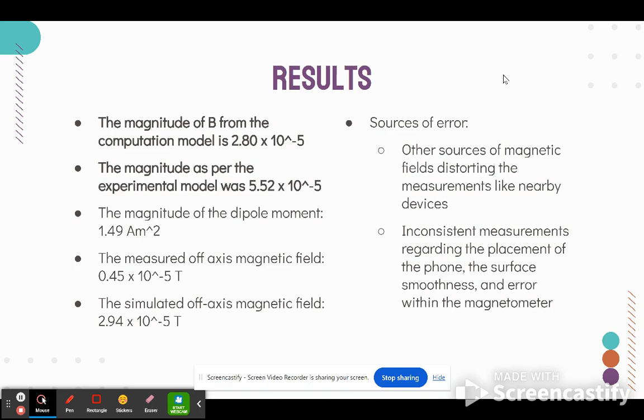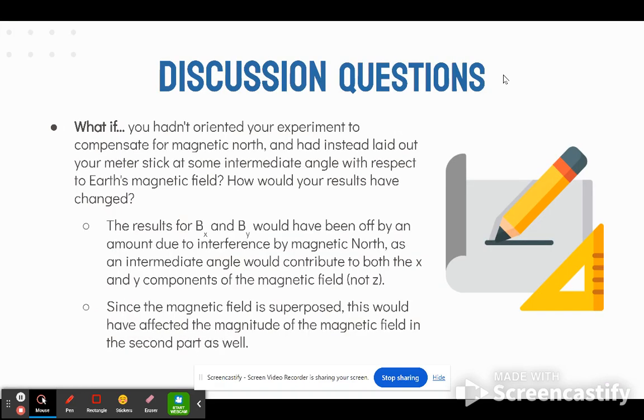So sources of error include that there are other sources of magnetic fields distorting the measurements, like nearby devices or charged objects. There could have also been inconsistent measurements regarding the placement of the phone, the smoothness of the surface, and error within the magnetometer. To further think about the physics concepts in this lab, we can look at the discussion questions.